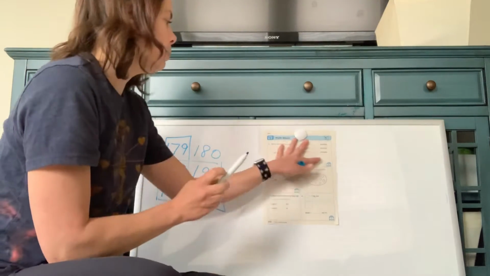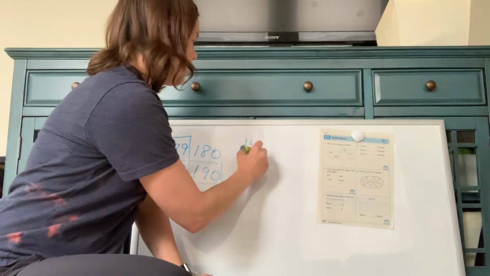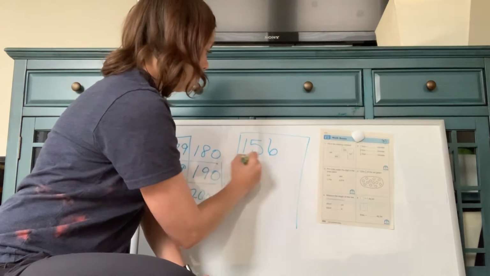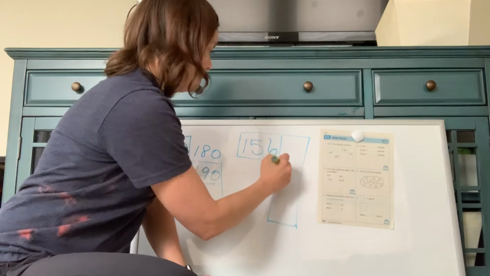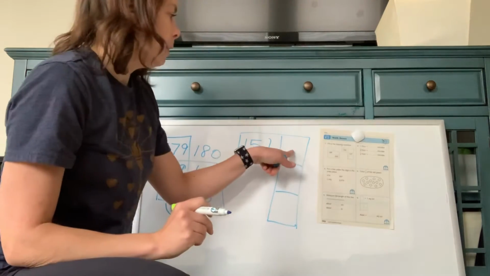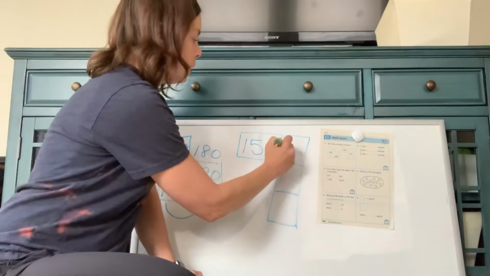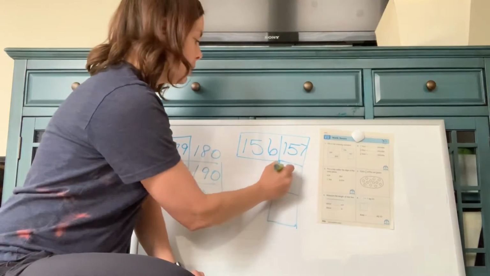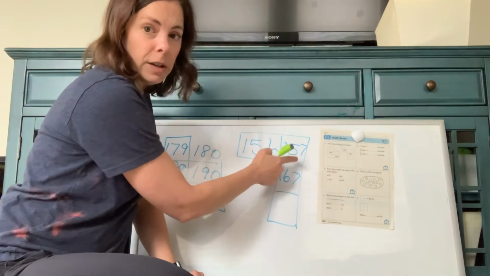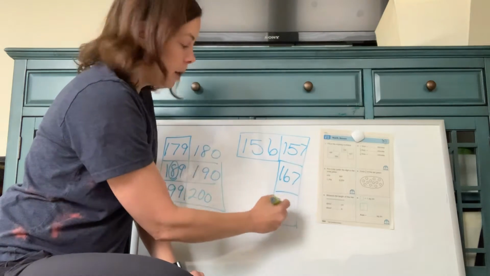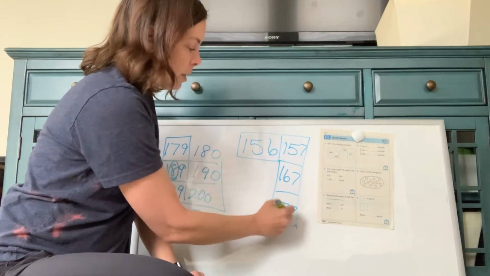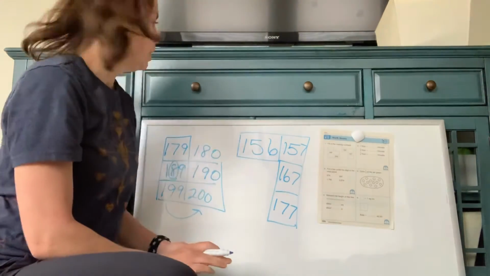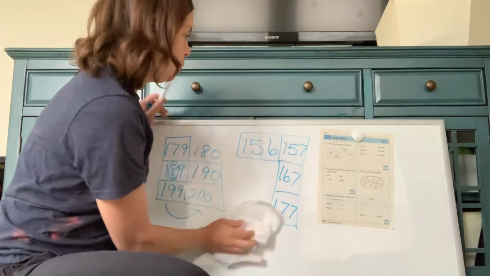Okay, let's look at the other one. They gave me 156. One more, 157. Then they gave me 167, because 57, 67, 77, but it's in the hundreds. Okay? All right, number 2.